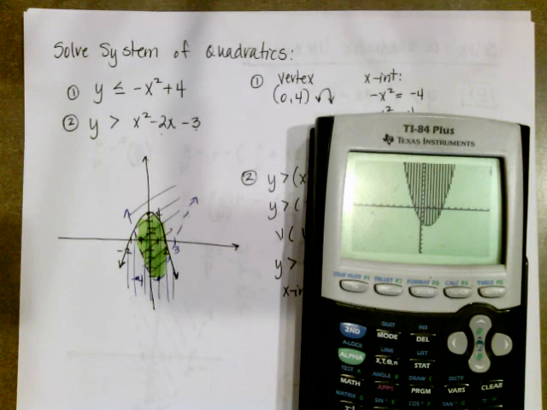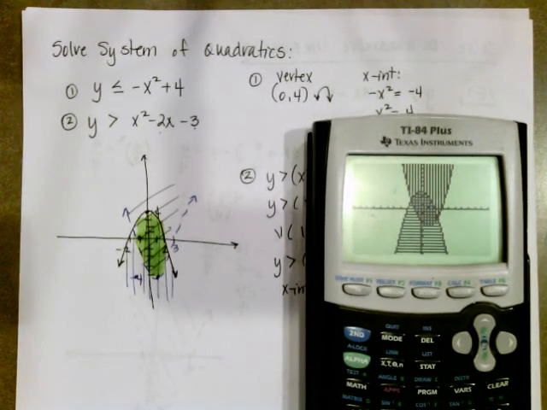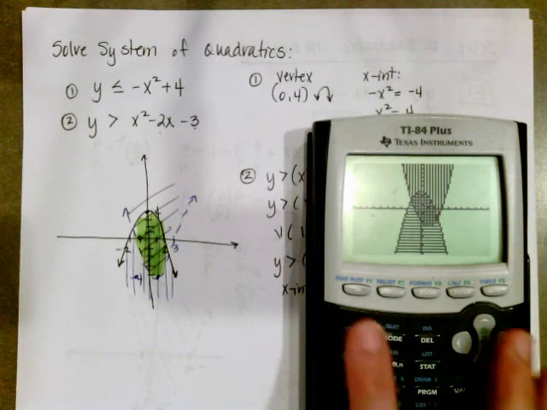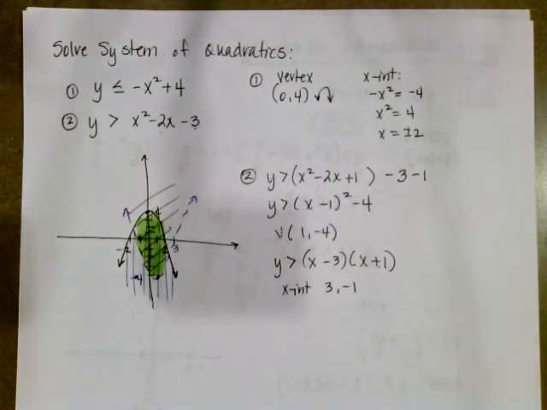Okay, so there's our second parabola. There's the first parabola. That's so cool. There is your overlapping area. Gotta love having a grapher.